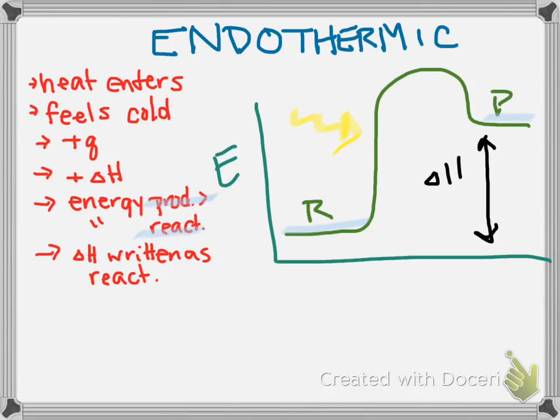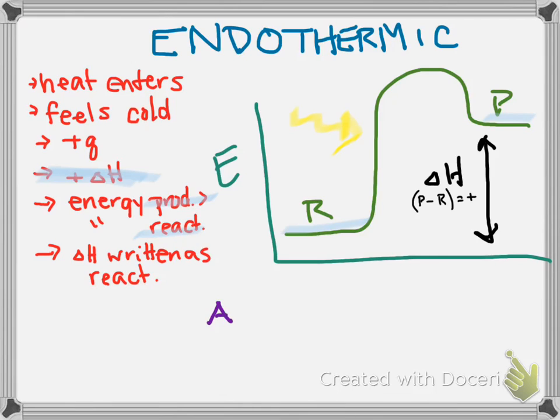The products minus the reactants, that's the delta H. You have to for sure know that a positive delta H means that a reaction is endothermic. If you can't seem to remember that, one way you can think of that is that delta H is products minus reactants, which means that in this case it would have to be positive because the products is higher than the reactants.